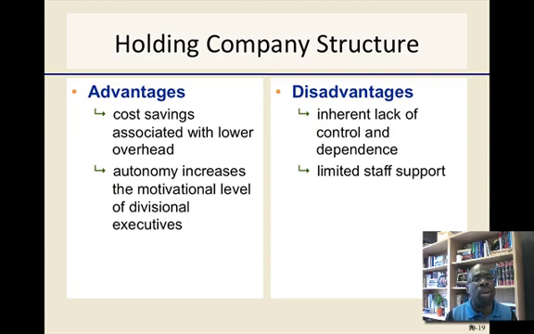Advantages involved: cost savings with lower overhead costs. The autonomy also increases the motivation of each division and the managers to do their best. But of course, there is always the problem of control. The corporate office may not be able to control the activities of the holding company very much, and then there is also less staff support from the corporate office in the holding company structure of organization.